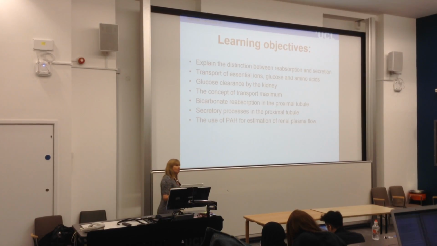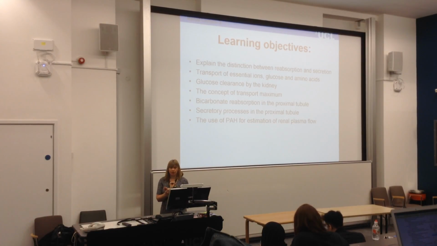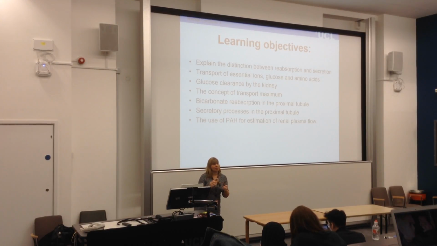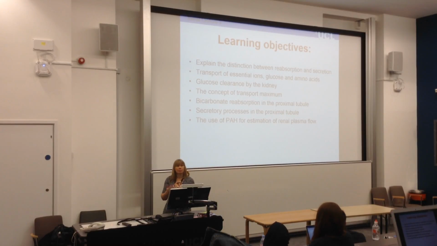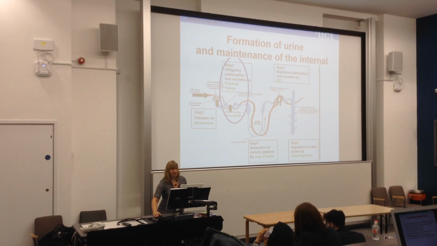We'll touch on it today, and we'll come back to it in the very last lecture of Dr. Conlock. So we'll look at some of those secretory processes that occur in the proximal tubule, and we'll also look at how we can estimate renal plasma flow rates. This is very similar to the glomerular filtration rate we looked at on Monday. So we're finally moving away from the glomerulus, and moving on to the next step of kidney regulation.